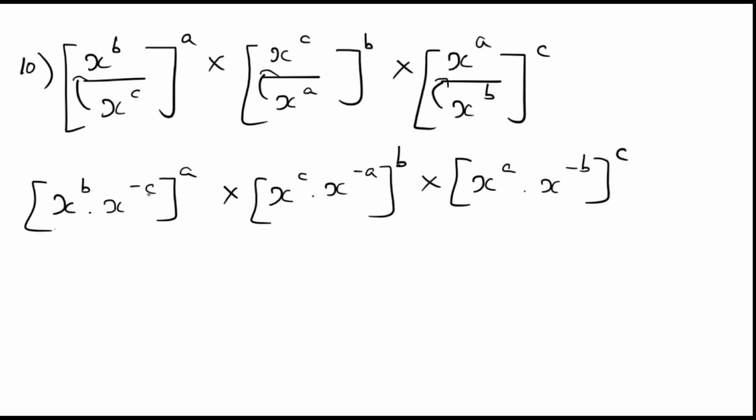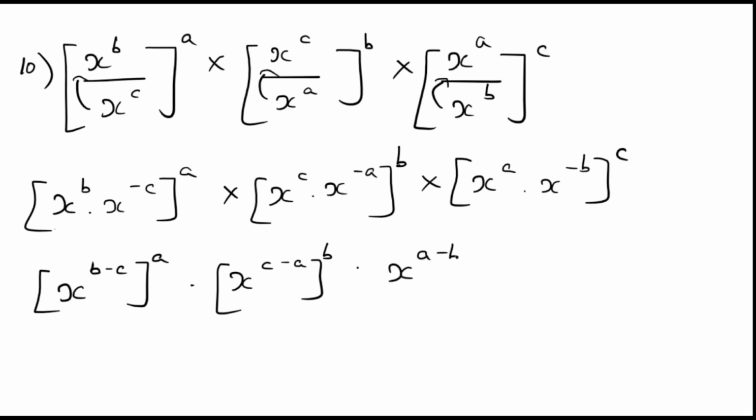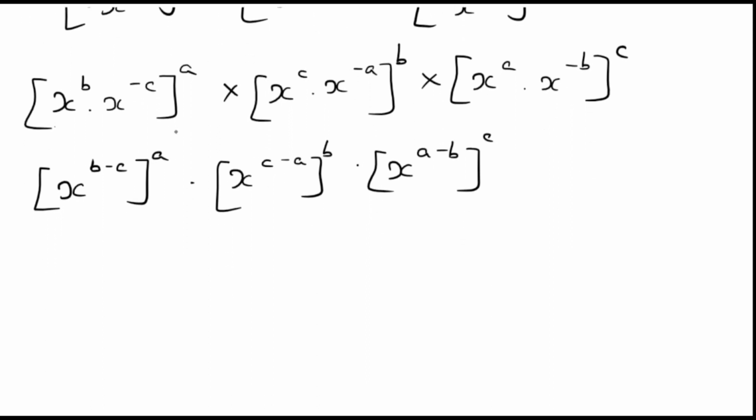Now since the bases are same, the powers can be added. So this will become x to the power (b minus c), the whole to the power a, into x to the power (c minus a), the whole to the power b, into x to the power (a minus b), the whole to the power c. Now multiply the powers together. A into b and a into minus c. This is b into c and b into minus a. And here c into a and c into minus b.